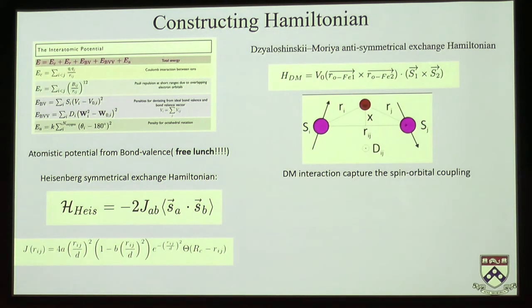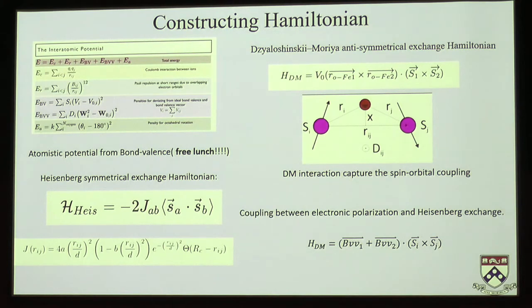Now we have the symmetric exchange. We also need the antisymmetric exchange, so we use the Dzyaloshinskii-Moriya antisymmetric exchange here. The Dzyaloshinskii-Moriya antisymmetric exchange is calculated from second-order perturbations in the Dirac equation. And we also need a coupling between the electronic polarization and the Heisenberg superexchange here.